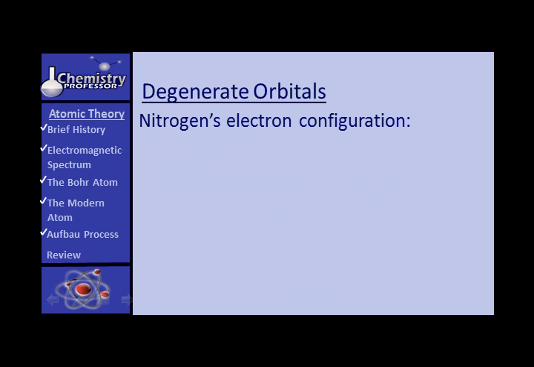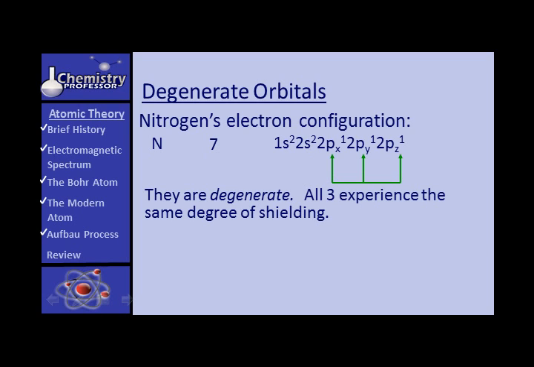Let's look at degenerate orbitals for just a moment. Let's consider nitrogen's electron configuration of 1s2, 2s2, 2px1, 2py1, and 2pz1. See these? These all have the same energy. They all have the same degree of shielding. They are said to be degenerate orbitals.